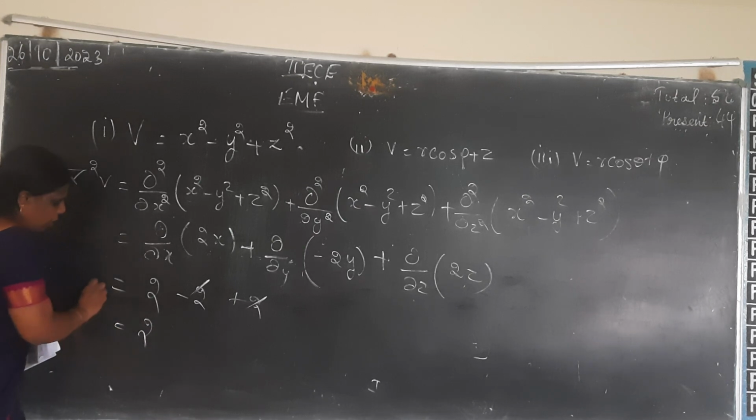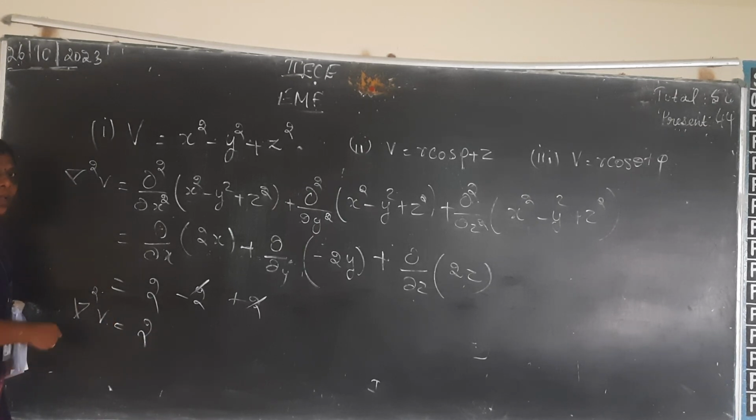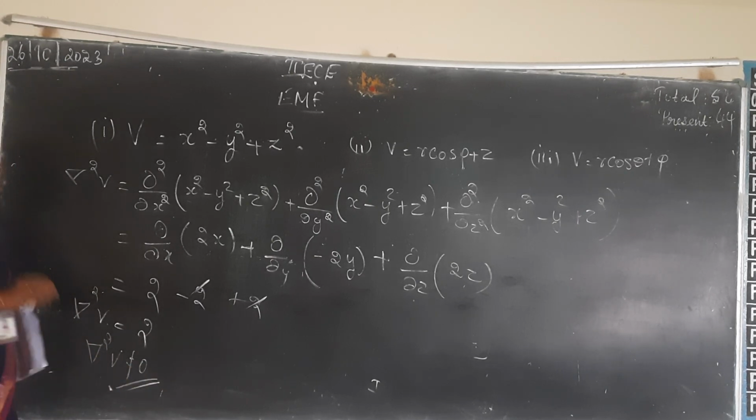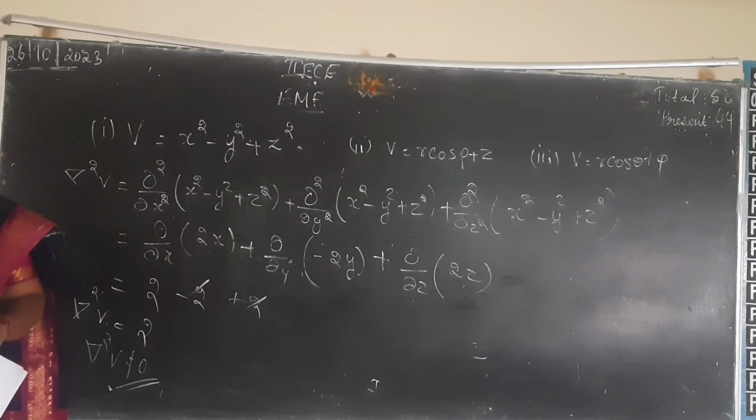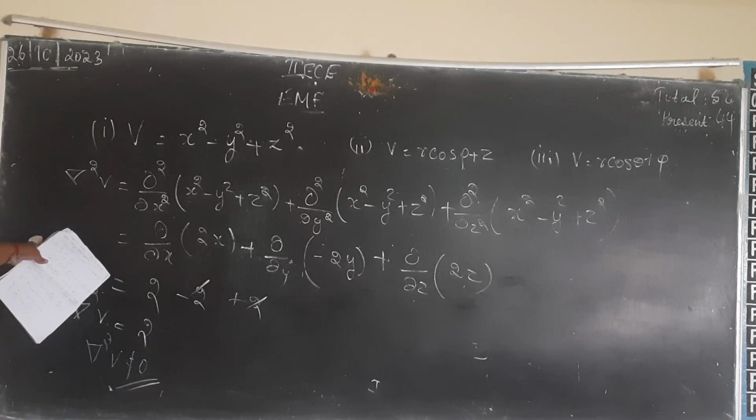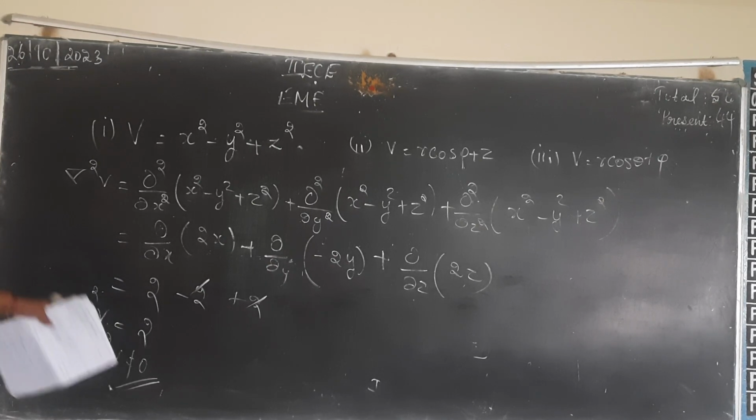So what have we got? Del square V is equal to 0? Is it equal to 0? No. So del square V is not equal to 0. So this equation does not satisfy the Laplace equation. Clear, students? It is not satisfying Laplace equation. Why have I taken this expression, and why not the second one and the third? It is a partition form.